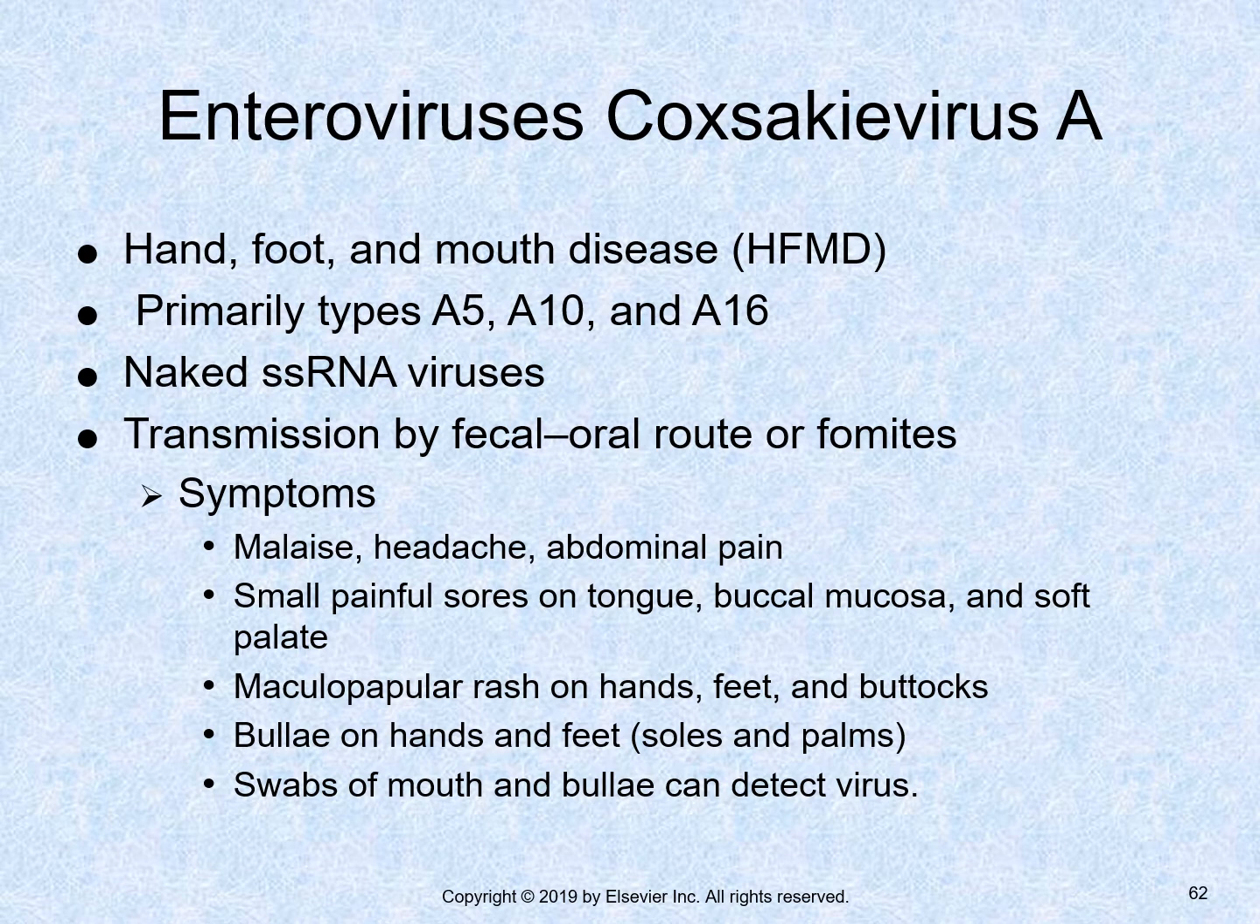Symptoms of Coxsackie virus A infection include malaise, headache, abdominal pain, and small painful sores on the tongue, buccal mucosa, and soft palate. A maculopapular rash also appears on the hands, feet, and buttocks, along with blisters that appear on the hands and feet, specifically on the soles of the feet and the palms of the hands. Testing for Coxsackie virus A includes collection of a swab from the mouth or blisters in which the virus can be detected.